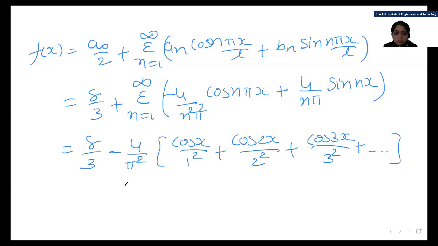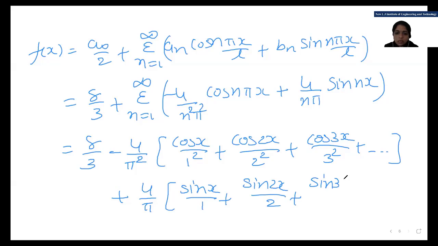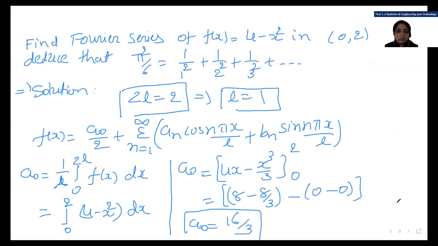And plus summation n 1 to infinity for the second term. If I keep here 4 by pi and I put 1, 2, 3 up to infinity, sin x upon 1, sin 2x upon 2, sin 3x upon 3, like that, right? Now we want to prove this series only, right? So for that we have to substitute first x is equal to 0.